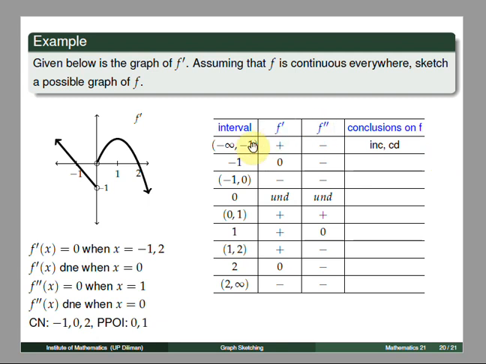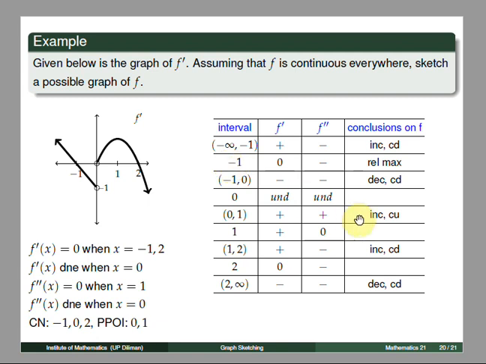First, in the interval negative infinity to negative 1, we are increasing, concave down. And then we are decreasing, concave down on the interval negative 1 to 0, negative, negative. On the interval 0 to 1, we are increasing, concave up. Next, 1 to 2, we are increasing again, concave down. And lastly, from 2 to infinity, decreasing, concave down. Now, because we change from increasing to decreasing, and concavity does not change, we have a relative max at x equals negative 1.